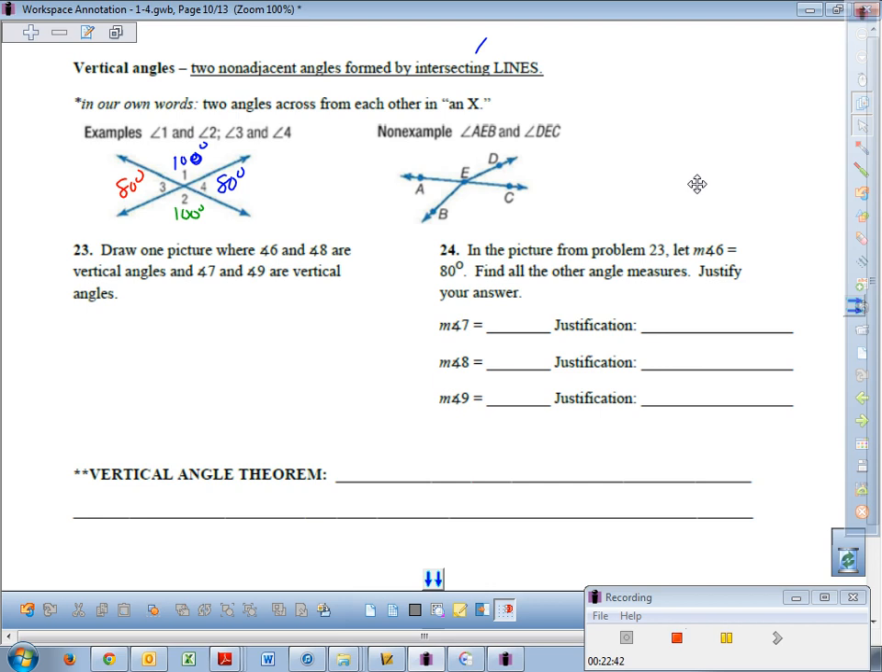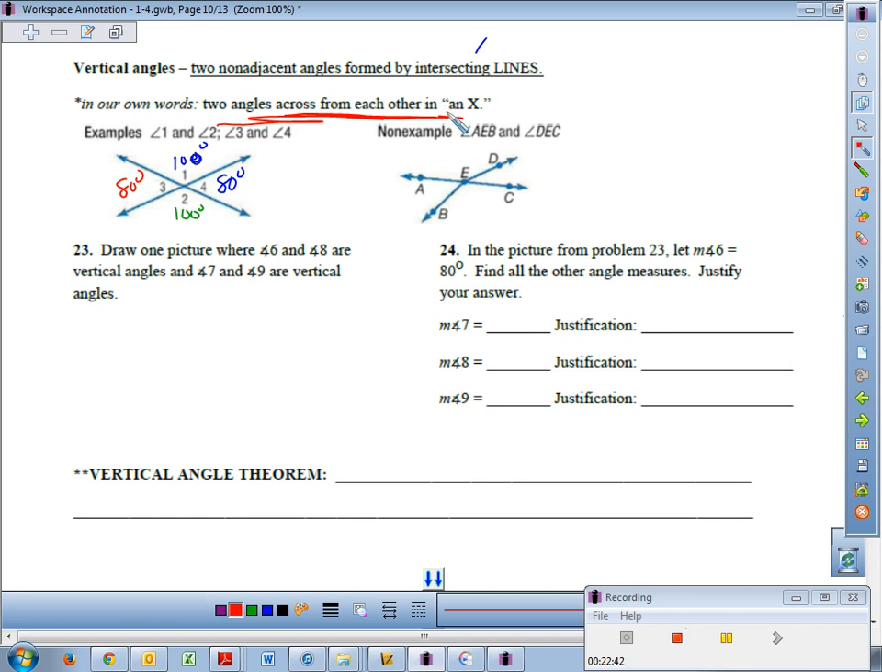Well, here's vertical angles. In our own words, this is important for us to realize. There are two angles that are across from each other in the X. Look at these guys. Are they right across from each other in the X? Those are what we call vertical angles. Angle 1 and angle 2 are vertical angles. You have been taught that vertical means straight up and down, and horizontal means left and right. There's no such thing as horizontal angles. These guys, are they right across from each other in the X? Those are also vertical angles. Even though they're going vertically, they're considered vertical angles. Two angles that are across from each other in an X.